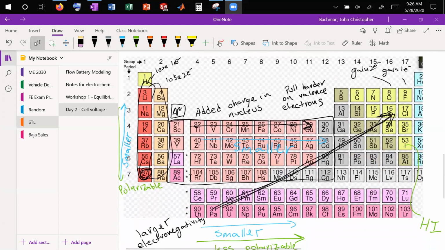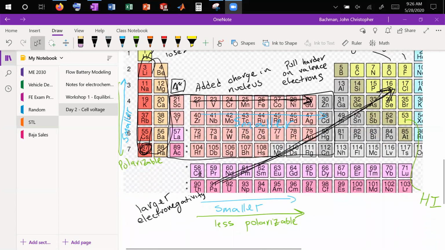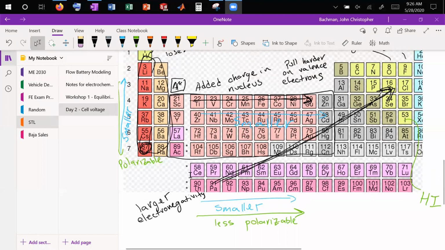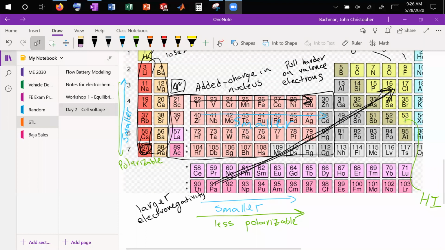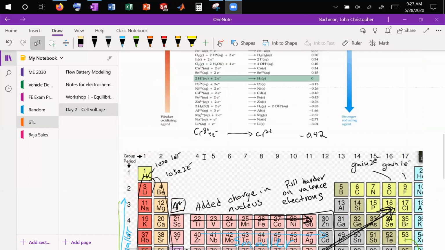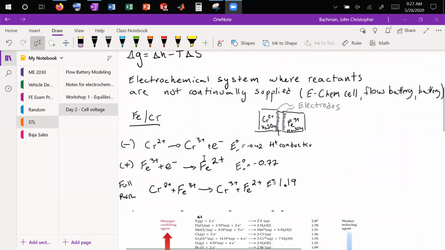So I know there's a lot, but we can talk about it. I like thinking about these kind of trends. And I think thinking about the effect of nuclear charge is a pretty powerful tool to think about in conjunction with the overall size of the atom, where you can rationalize a lot of these different things. So let's go back to our case. We're trying to model this full cell system, this chromium 2+ and chromium 3+.